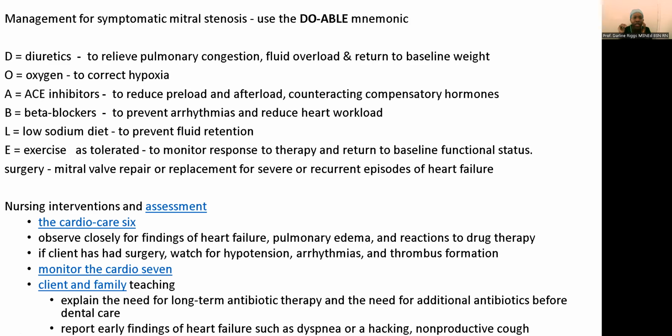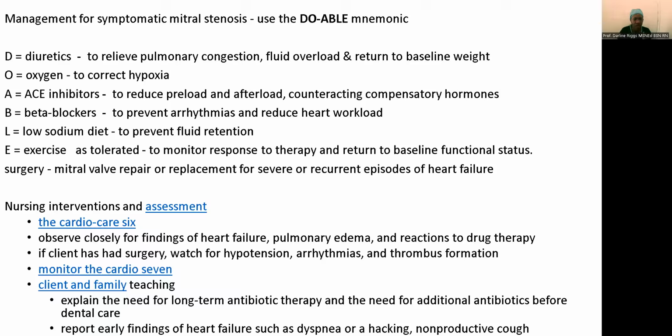Don't change, whatever works. But they're going to be on the diuretics. We want to relieve that pulmonary congestion. We need to decrease all of this fluid they're retaining. If their kidneys are working beautifully, that's not a problem. There'll be oxygen, you already knew that. We're going to talk about the ACE inhibitors, the beta blockers. They'll be on a low sodium diet, because if you don't change that, you're not going to be able to get rid of that excess fluid.